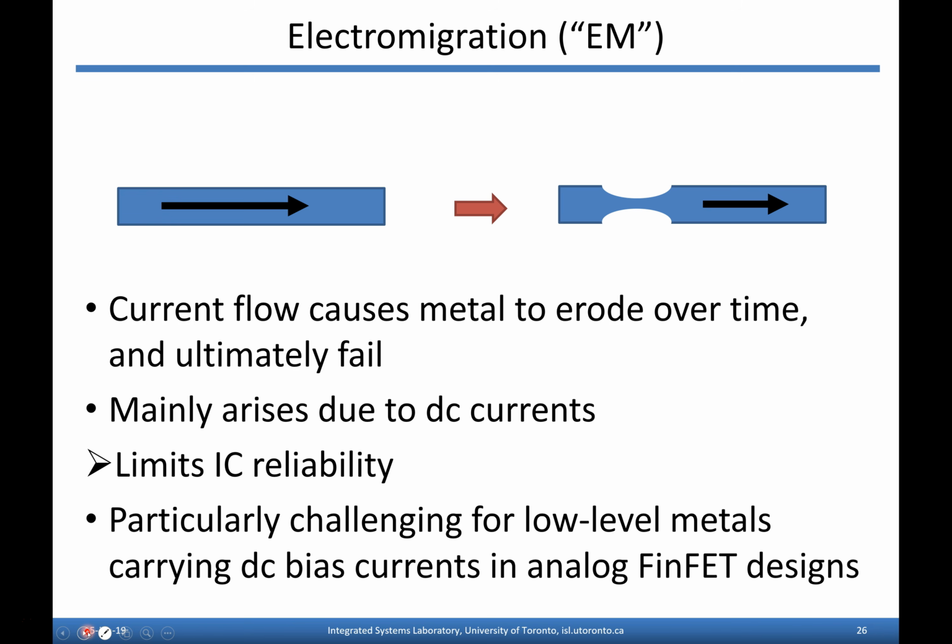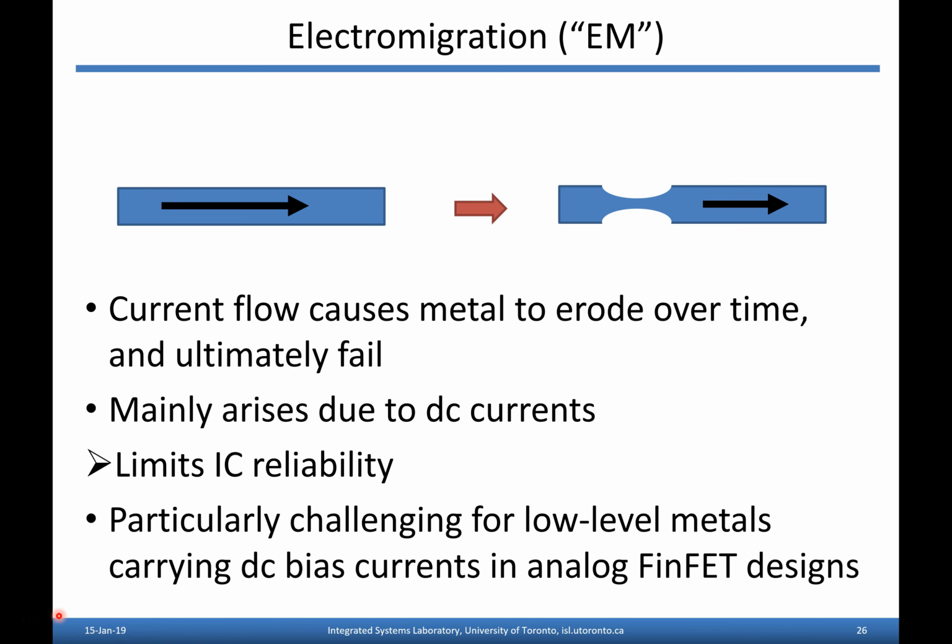Means that the wires are getting thinner, and so electromigration becomes more of a problem. Basically, electromigration arises whenever you've got DC current flowing through a wire. It causes the metal to erode over time and weak spots to show up, and then ultimately it just fails. You just get an open there, it just pops. So mostly all the research, the electromigration is not, I should say, super rigorously understood or modeled. However, all the research suggests that it mainly arises due to DC currents, but in analog design we have a lot of DC currents running around, so it's a bit of a problem for us.